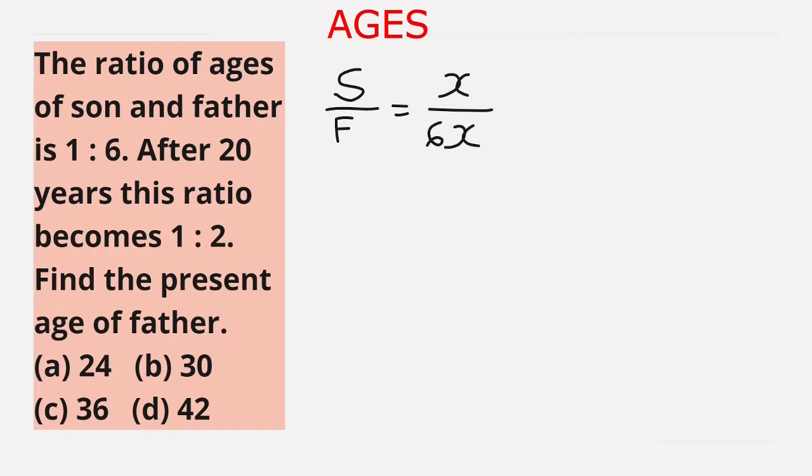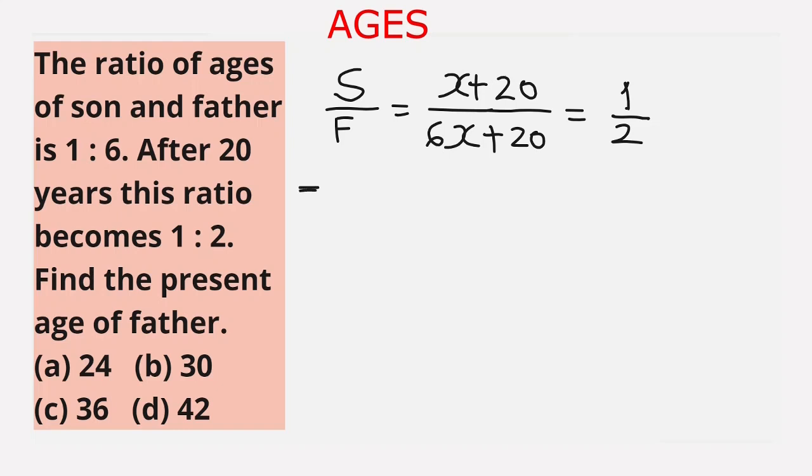Now it is given that after 20 years, this ratio becomes 1:2. So I add 20 to both the ages and write x plus 20 and 6x plus 20, and this is equal to 1:2. Now we can solve and find the age of son as well as age of father.